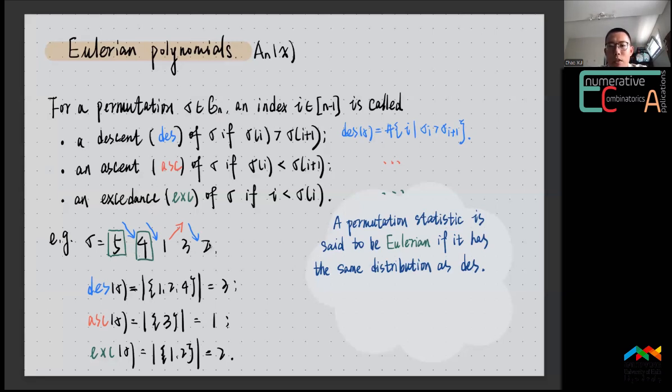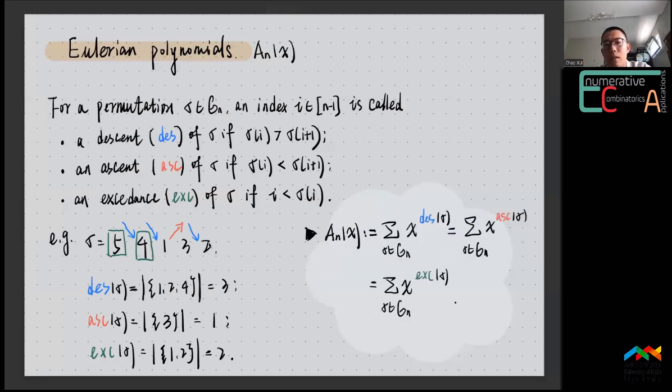A permutation statistic is said to be Eulerian if it has the same distribution as the descent number. It is well known that the Eulerian polynomial has three combinatorial interpretations, counted by the descent, ascent, and excedance numbers.